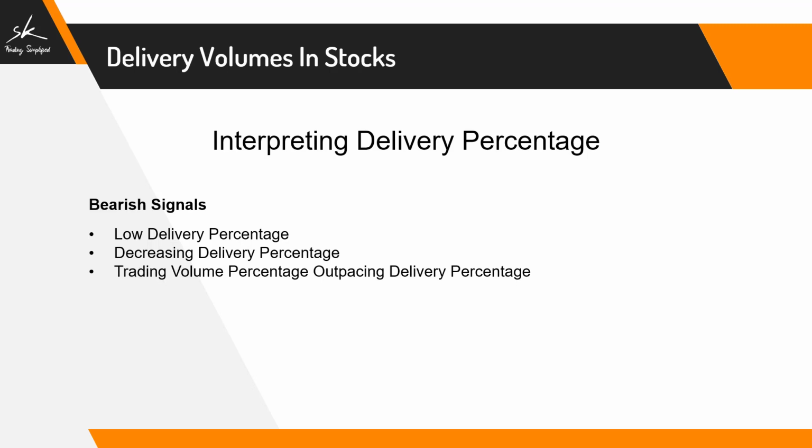When the trading volume percentage is higher than the delivery percentage, it implies that a significant proportion of trading activity is driven by short-term speculators rather than long-term investors. This can be interpreted as a bearish signal, indicating a lack of conviction and potentially increased price volatility.